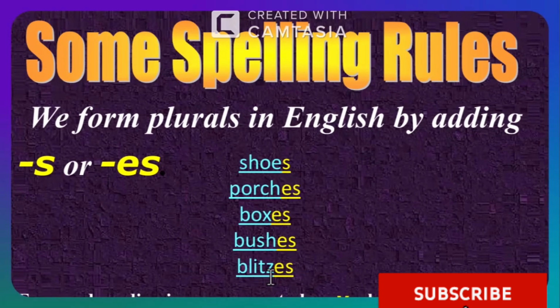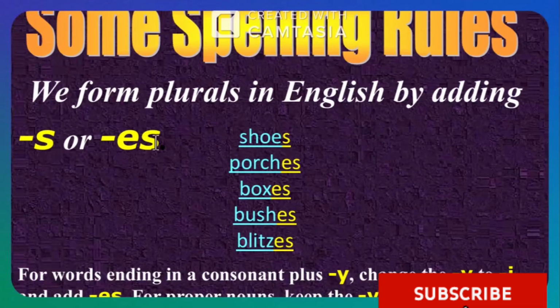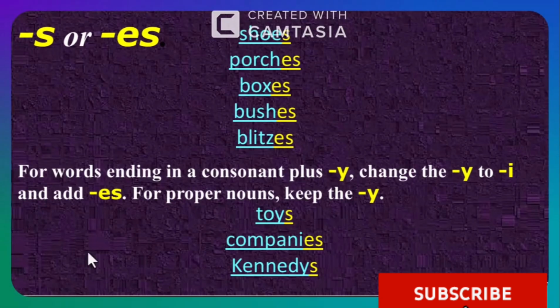We form plurals in English by adding s or es. So we have shoes, we have purchase, we have boxes, we have brushes, we have blitzes. Okay, so for words ending in a consonant plus y, change the y to i and then add es. For proper nouns, keep the y. Okay, for example, toy, toys.